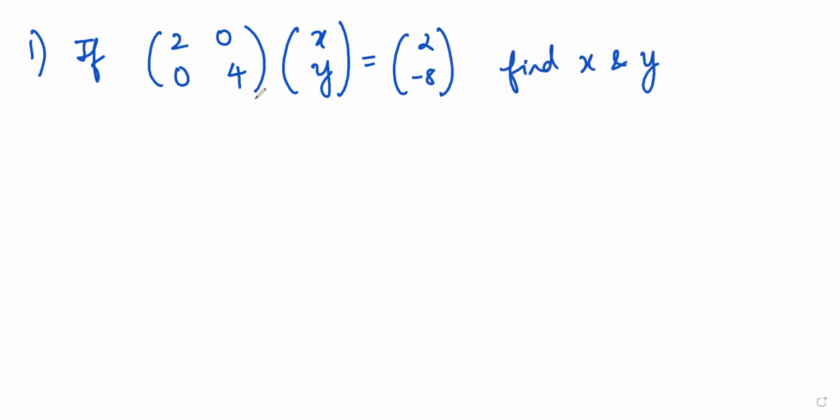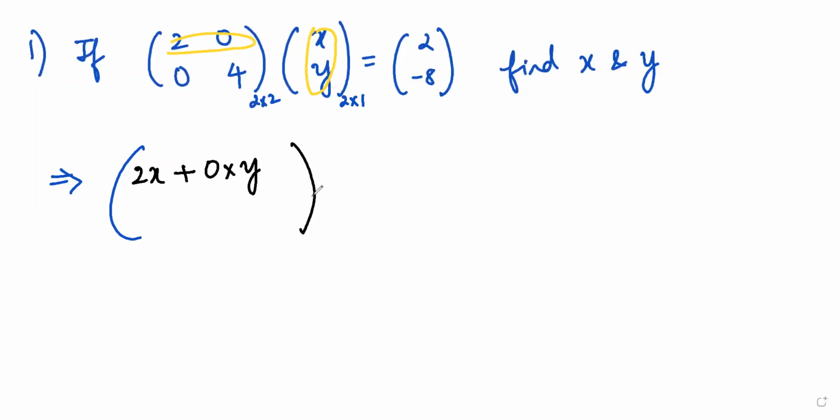You need to find x and y. So this is clearly a 2 by 2 matrix, and this is a 2 by 1 matrix. So we perform normal multiplication, isn't it? The first row with the first column, so we have to multiply the first row with the first column. So what do you get? You'll be getting 2 into x plus 0 into y.